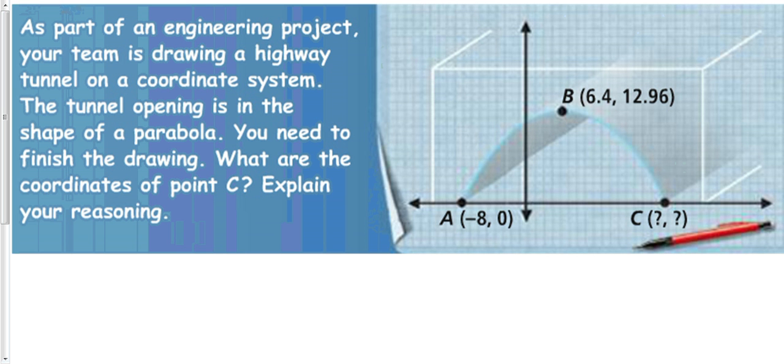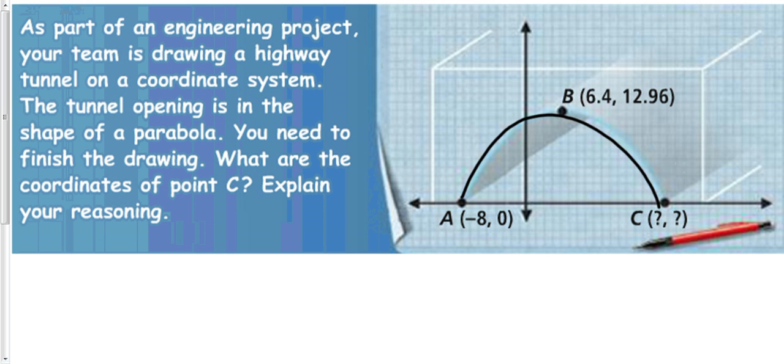As part of an engineering project, your team is drawing a highway tunnel on a coordinate system. The tunnel opening is in the shape of a parabola, as we can see on the diagram right there. You need to finish the drawing. What are the coordinates of the point C?